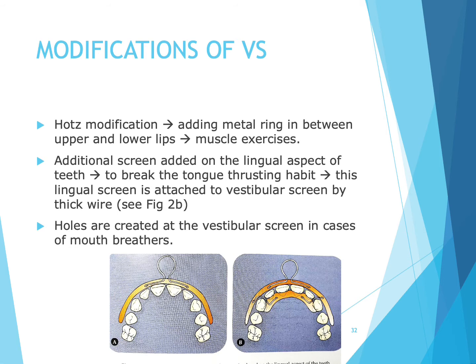An additional screen can also be added at the lingual aspect of the teeth so that we can break the tongue thrusting habit. This lingual screen is attached to the vestibular screen by thick wire. We can see that in figure 2b. For patients that breathe through the mouth, holes can be created in the vestibular screen to help mouth breathers.